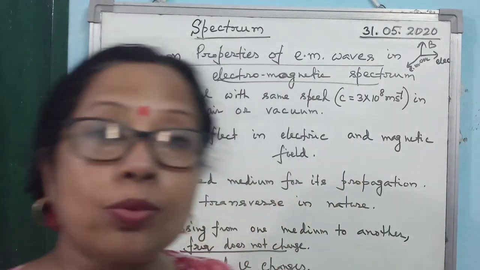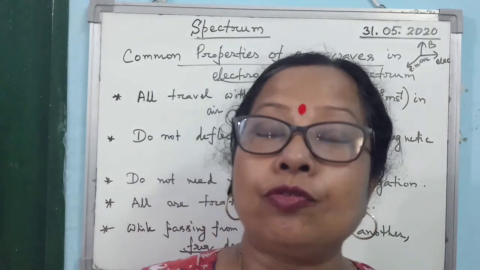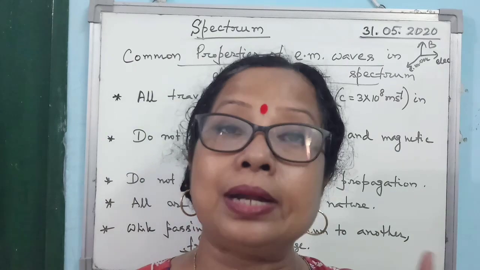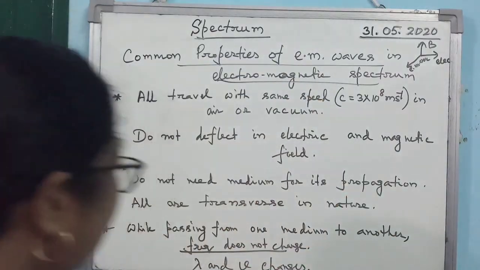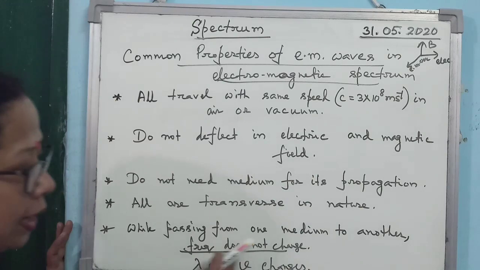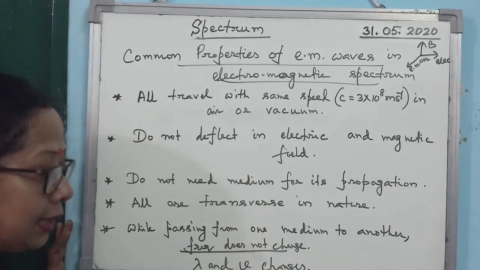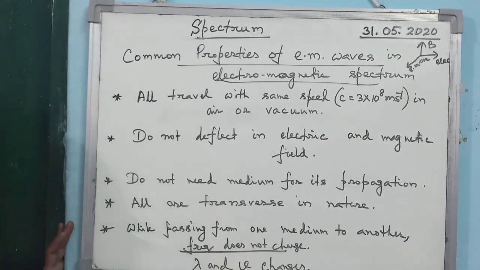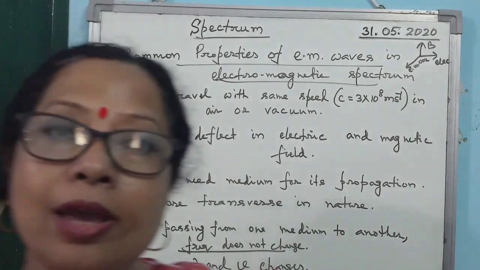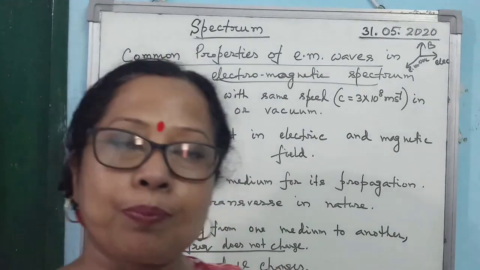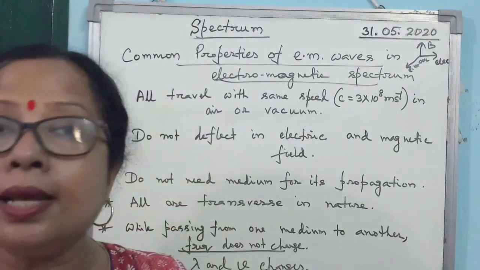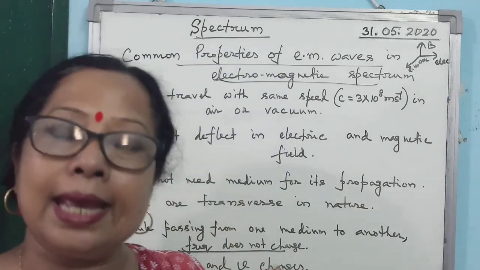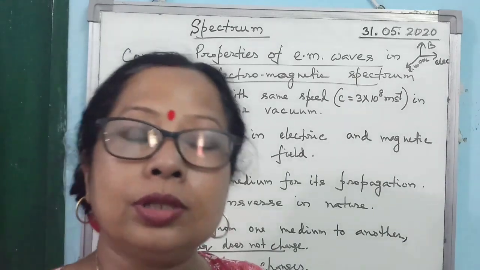Alright. And the next one is that when the electromagnetic wave changes the medium, moving from one medium to another, remember the frequency of the electromagnetic wave does not change, but the wavelength as well as the speed, the velocity of the electromagnetic wave, changes. And as they are electromagnetic waves, while propagating from one point to another they do not need any medium. They can move in air, and in space also they can move.